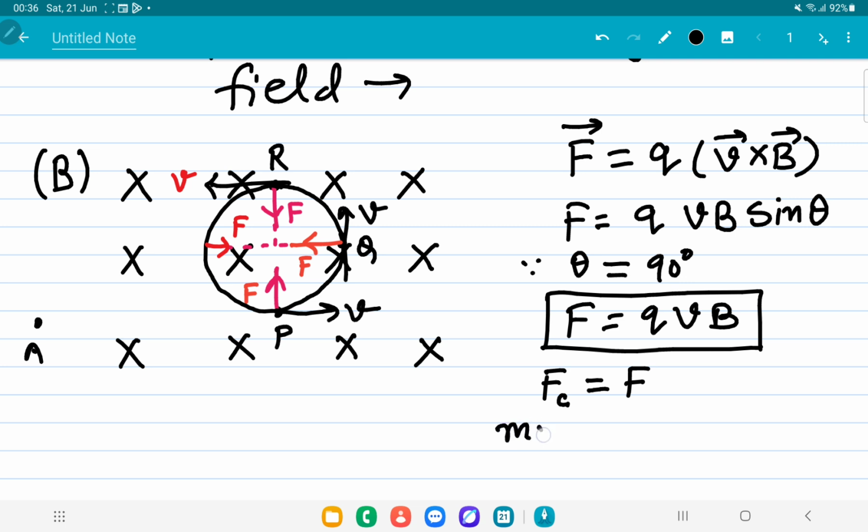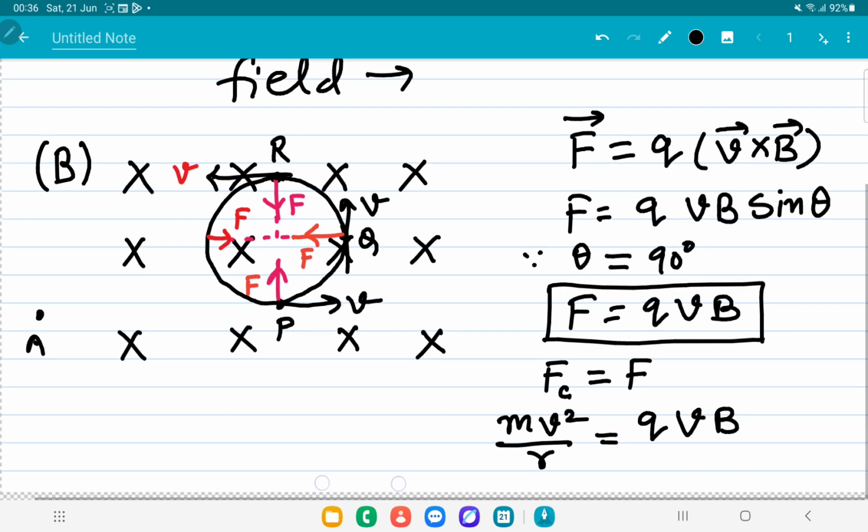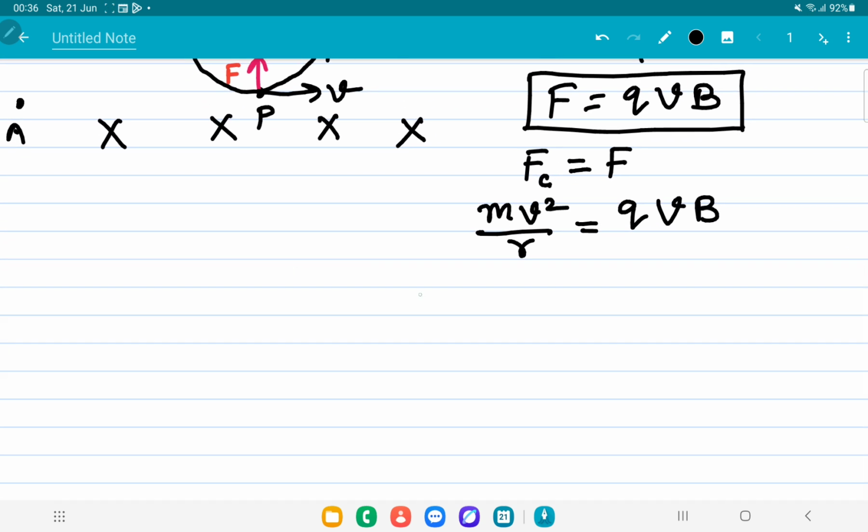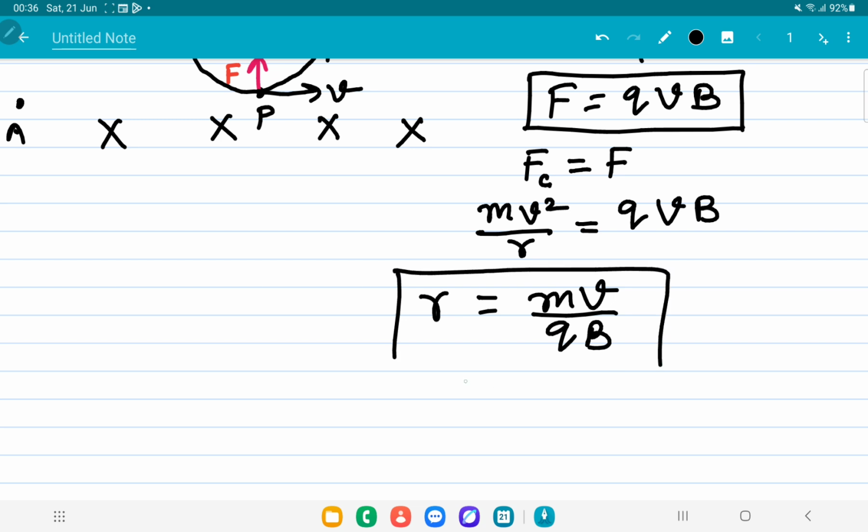So as we know that centripetal force is equal to mv squared upon r, and the Lorentz force is qvB. So we can equate these two, and this clearly implies that r equals mv upon qB. So the charged particle will move along a circular path, and the radius of the circular path will be mv upon qB. If we write it in terms of momentum, we can also express it as p upon qB.